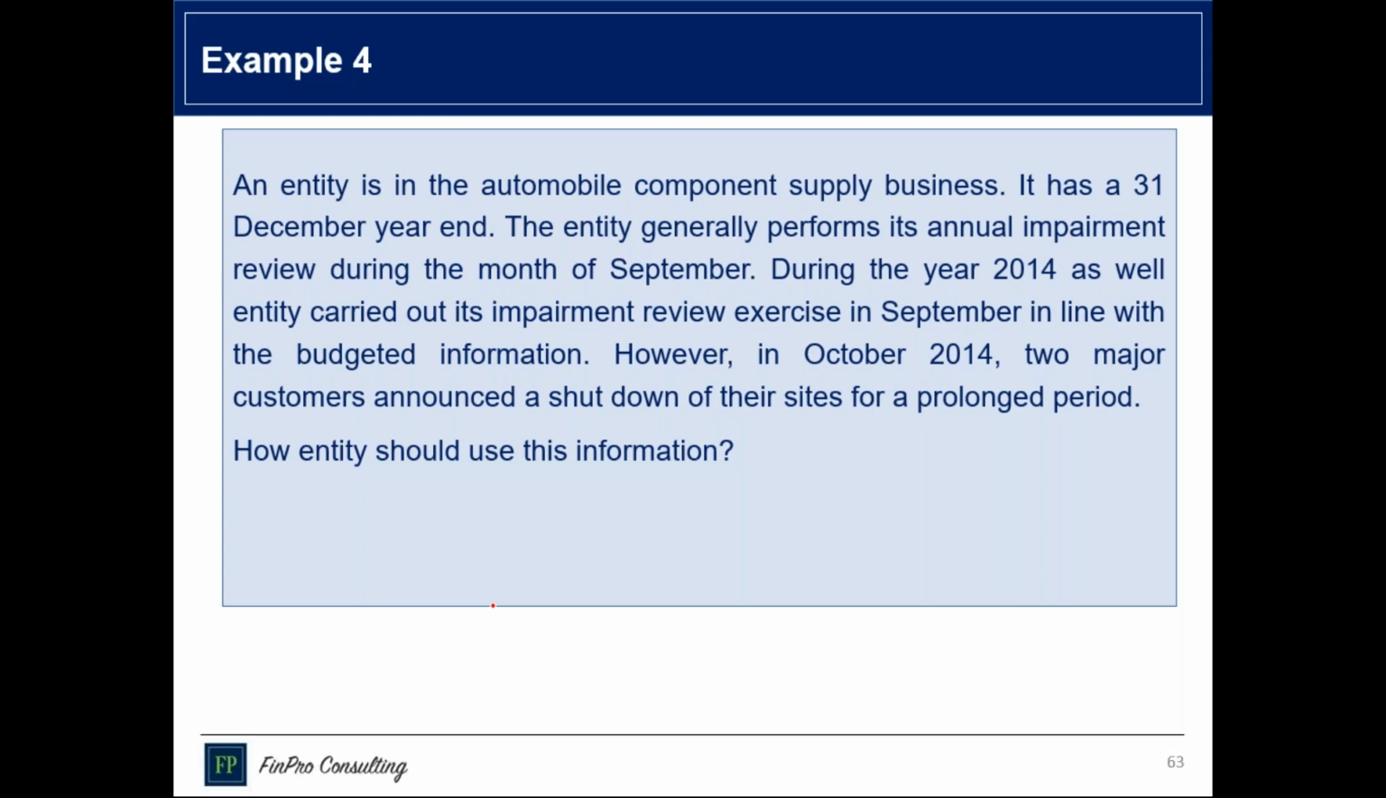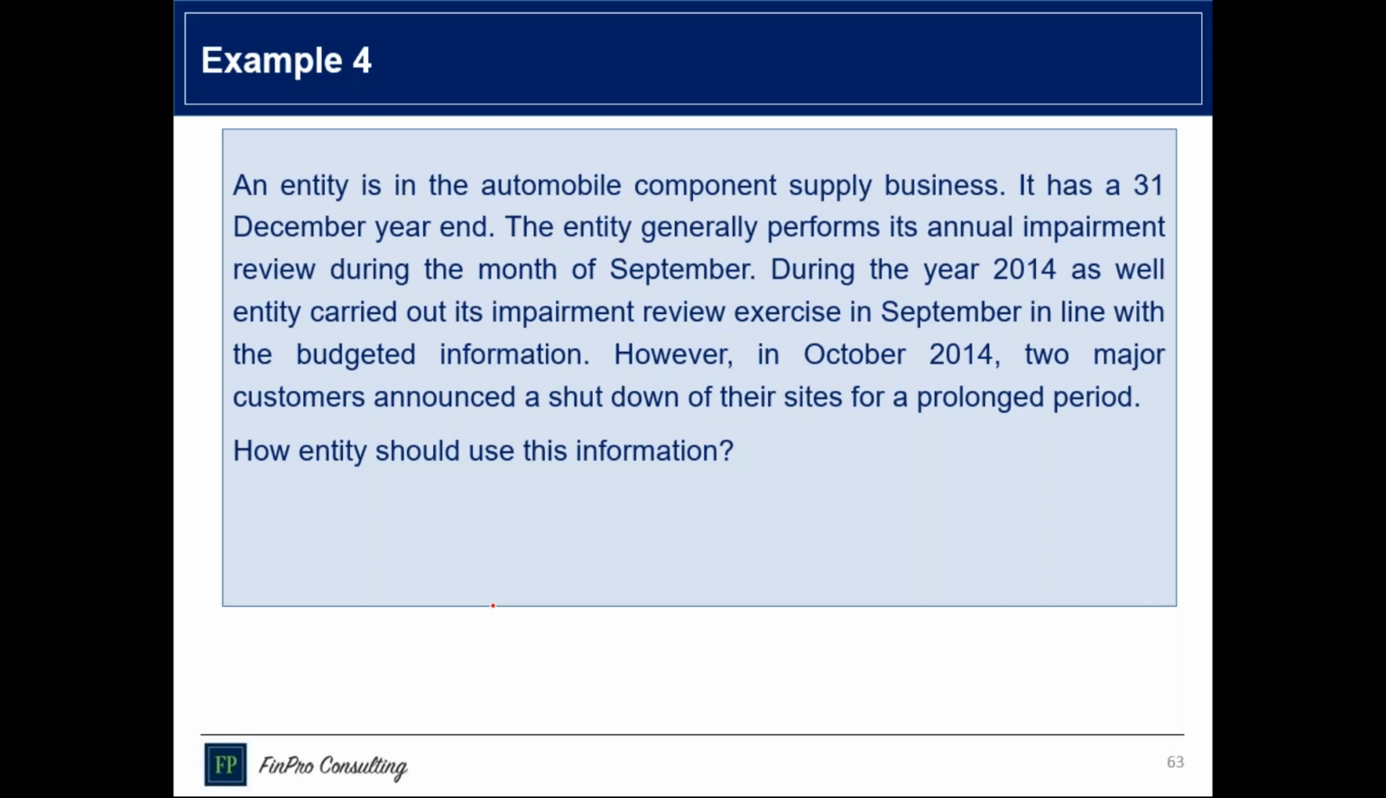One more case study. An entity is an automobile component supply business. It has 31st December as the year end. The entity generally performs its annual impairment review during the month of September each year. During the year 2014 as well, the entity carried out the impairment review in September in line with the budgeted information. However, in October 2014, two major customers announced a shutdown of their sites for a prolonged period. How should the entity use this information?